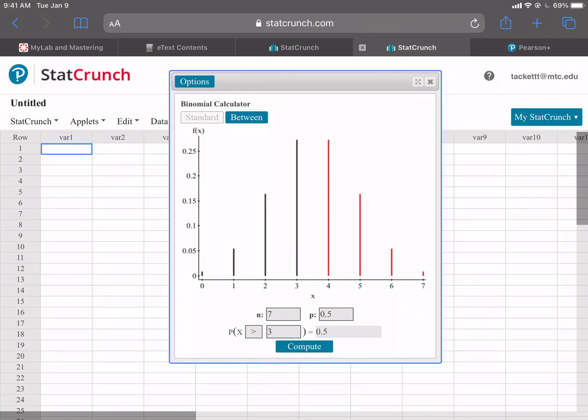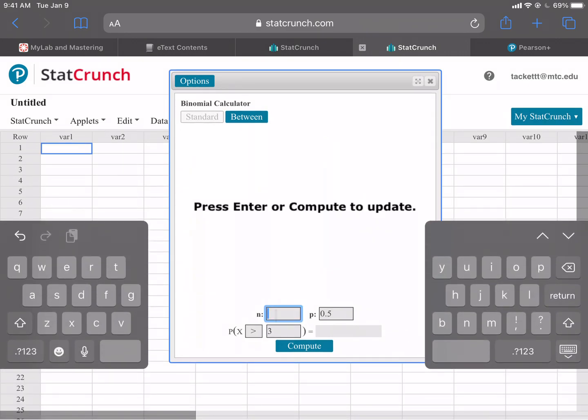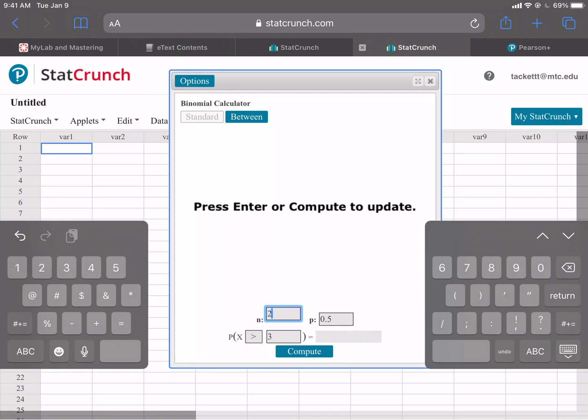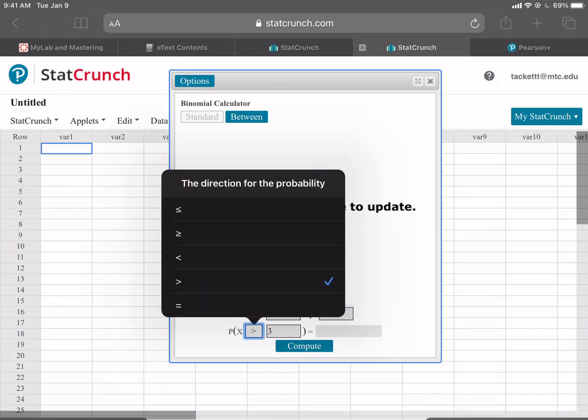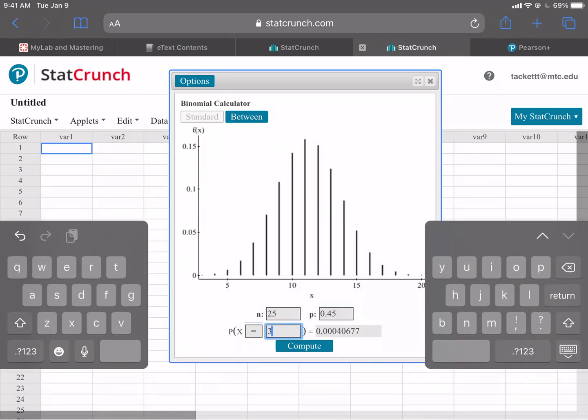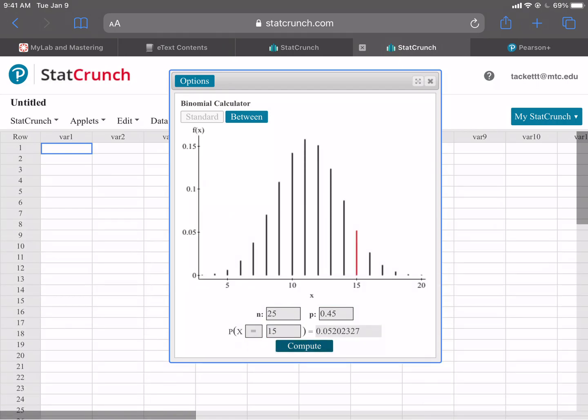So if I type this in StatCrunch, we got n to be 25. Probability is 0.45. And we're finding the probability that x is equal to 15. Compute. And it's 0.0520.